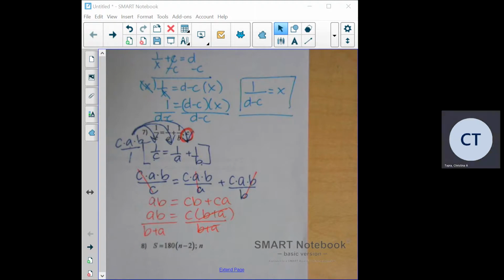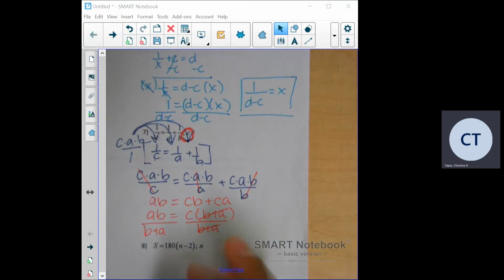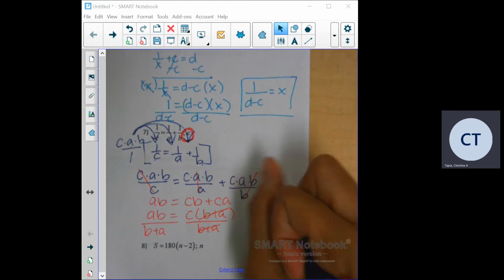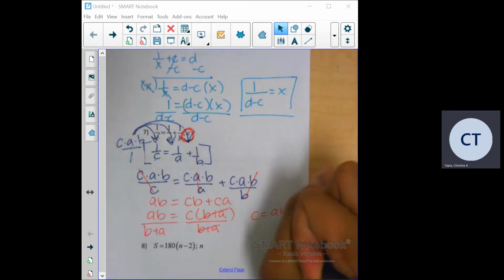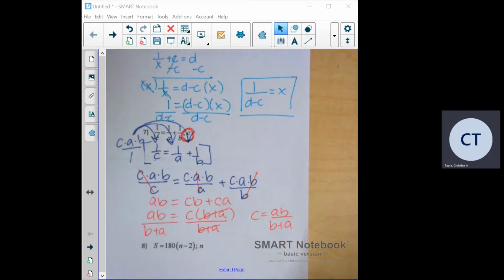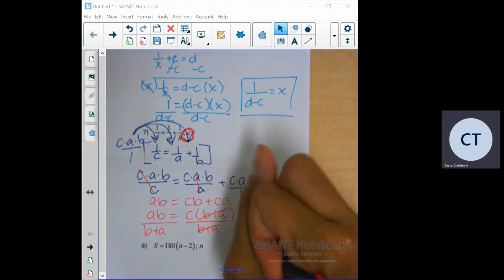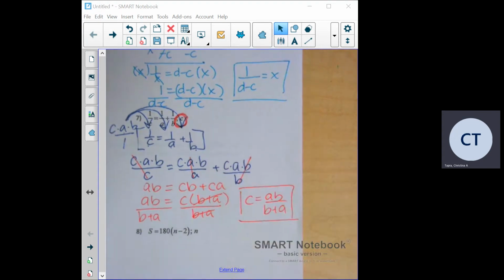A and B are multiplied, and are they being multiplied in the denominator? No, they're being added. Because of that stupid plus sign, you can't cancel everything out. If it was B times A, then yes, you can cancel everything out and your answer would be 1. But since I can't do that, your answer is C equals A times B over B plus A. That's your answer. Good question, though. I haven't heard that all day.